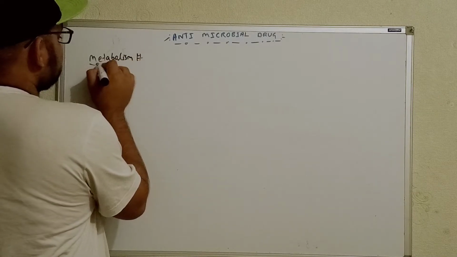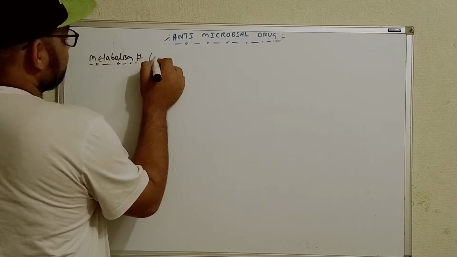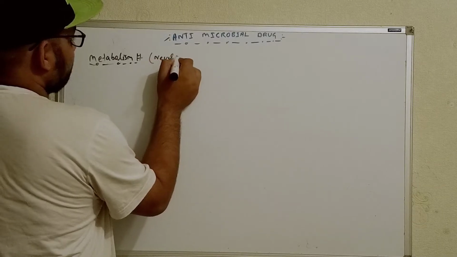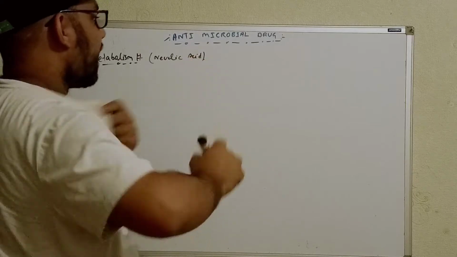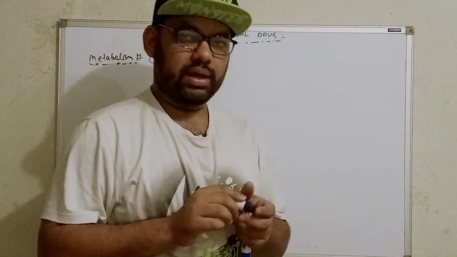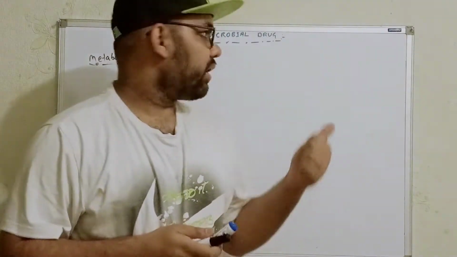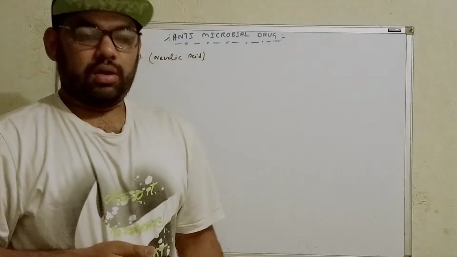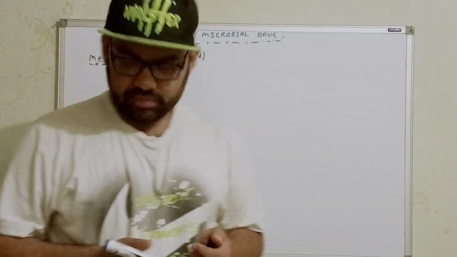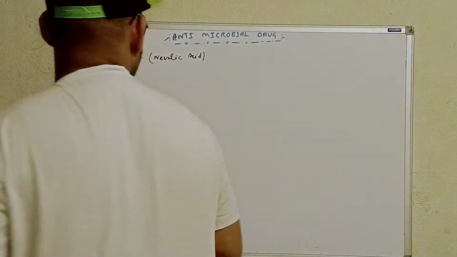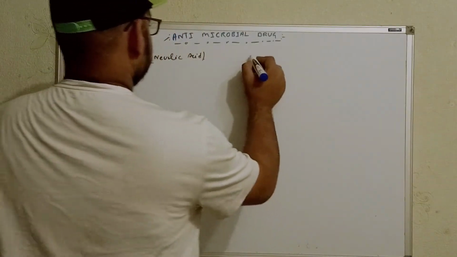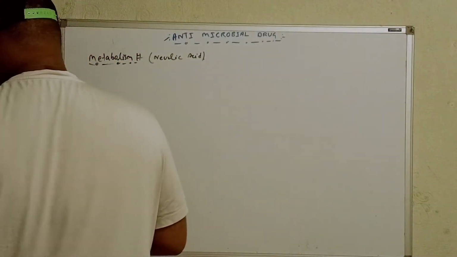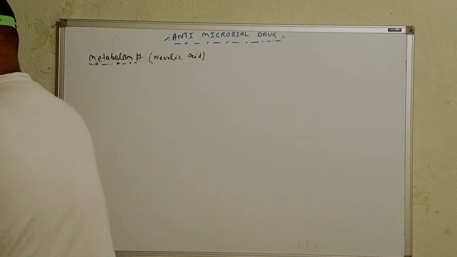What are the metabolism inhibitions in the case of our nucleic acids? First of all, we will see how the DNA is getting formed, and how we can prevent the formation of DNA in these microorganisms. Let me write these points over here. Let me use another color, the red one.